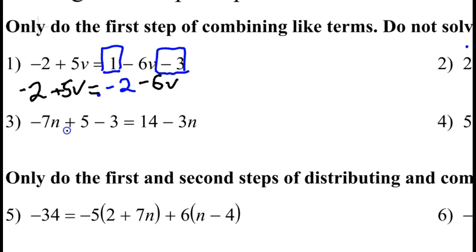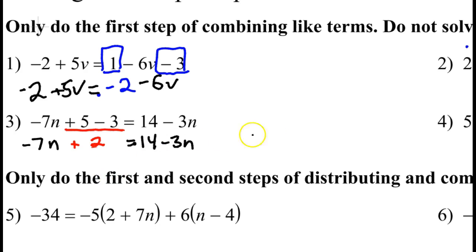Yeah. So 5, you do the 5 minus 3 first. 5 minus 3 is just 2. And then bring down everything else: -7n equals 14 minus 3n. Just do that one little thing because there are 2 numbers on the same side. Do that first. And you're going to be doing this today with inequalities. That's why we're reviewing it. We don't want to make the same mistakes. And usually after this point, 99% of the time, everybody gets it right.